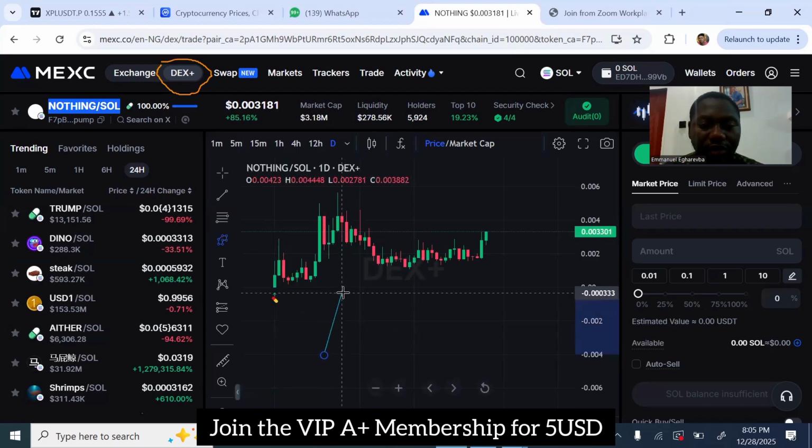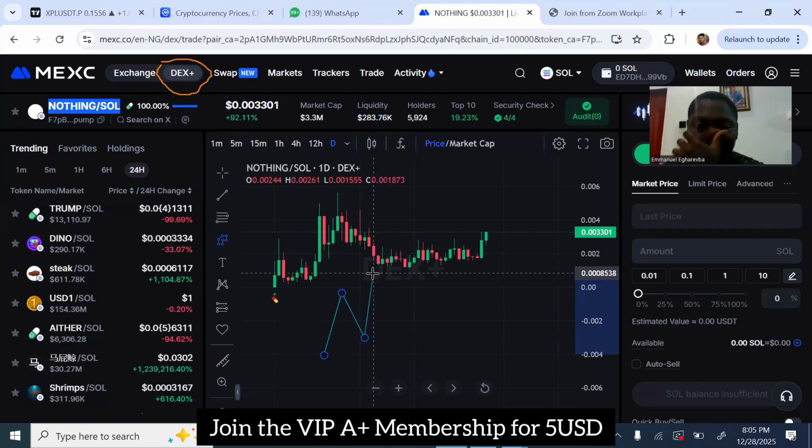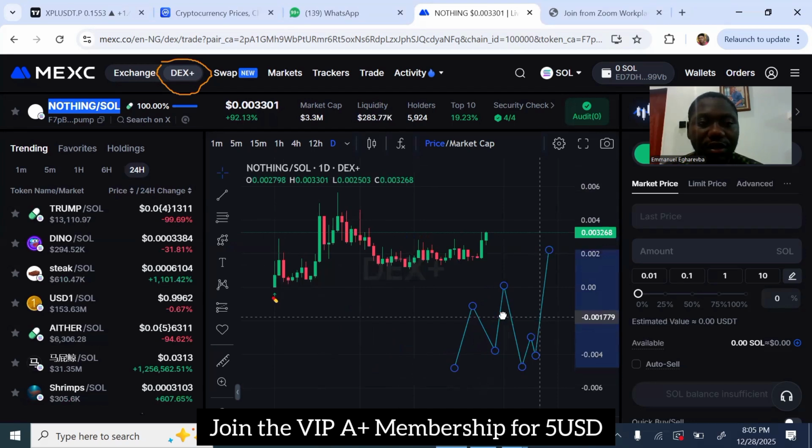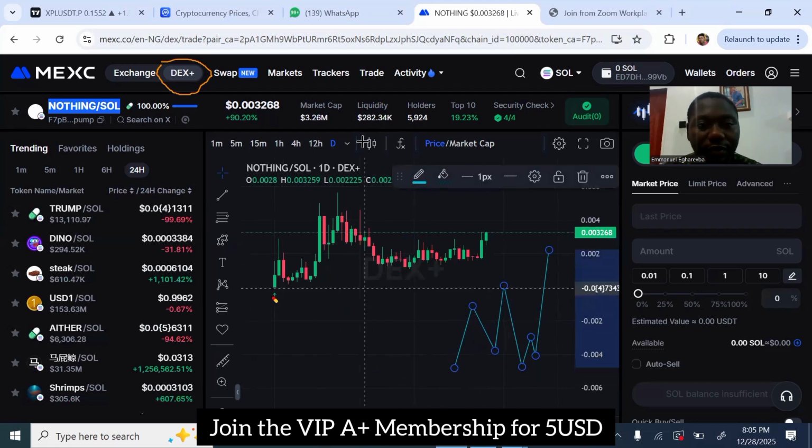Now, let's assume the market is moving like this. We have an uptrend, right? Price makes a new high. Comes back. Instead of buying from this demand level, we come back again, sweep liquidity, and then push upwards. So this is the schematic you are going to be using when trading on DEX Plus.